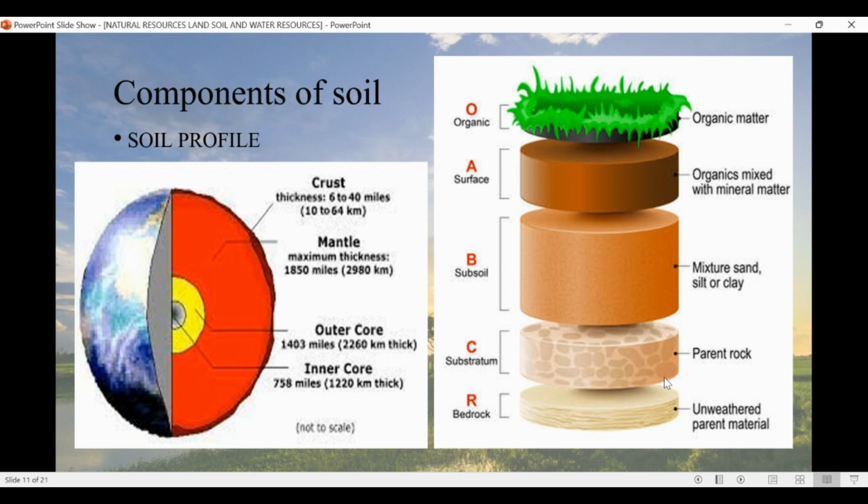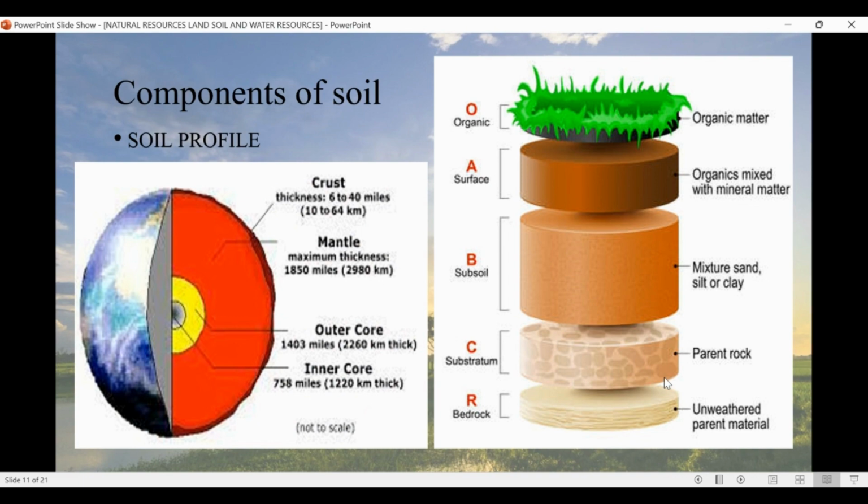So, let us understand what the components of soil are. First, we are going to understand where soil is. Well, as you all know, of the layers of our earth, the outermost layer, that is the land, is called the crust. Its thickness is from 6 to 40 miles, or 10 to 64 kilometers. Then comes the mantle, outer core, and the inner core, which are not important for us right now.